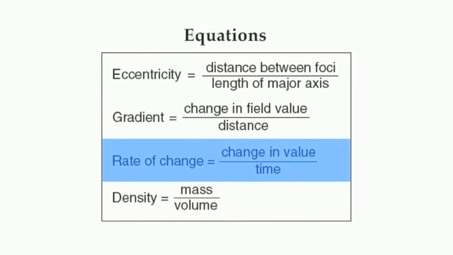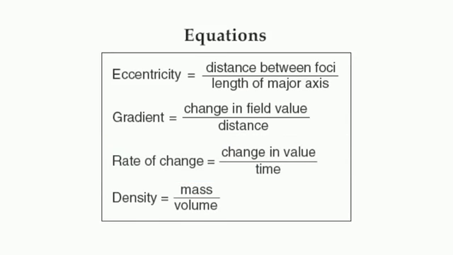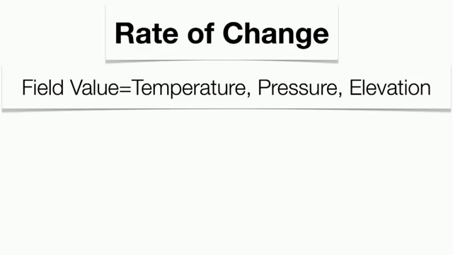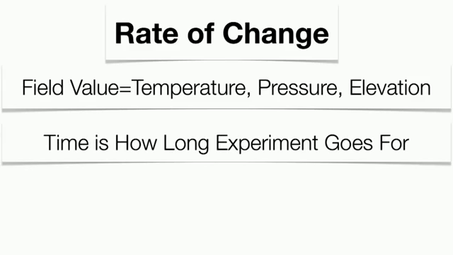The third one is going to be rate of change. This is very similar to gradient. It's a change in field value divided by time now. So a lot of times you're going to use rate of change in experimental situations. So with the rate of change, again, field value could be temperature, it could be pressure, it could be elevation, just like when you're dealing with gradient. But in this case, you're dealing with how long an experiment is going to go for.